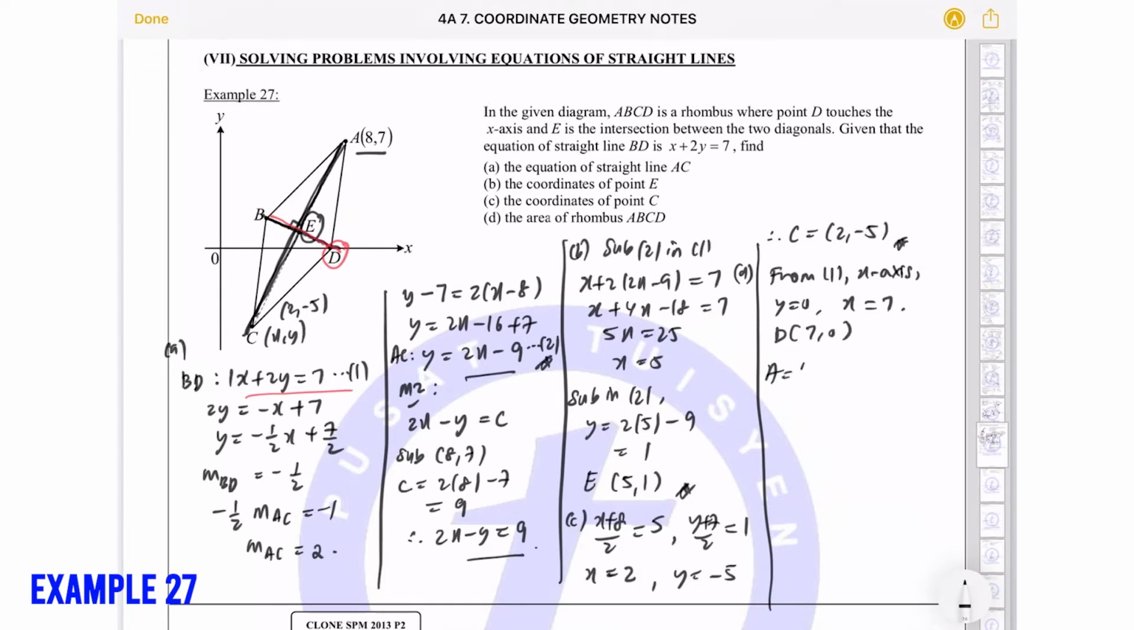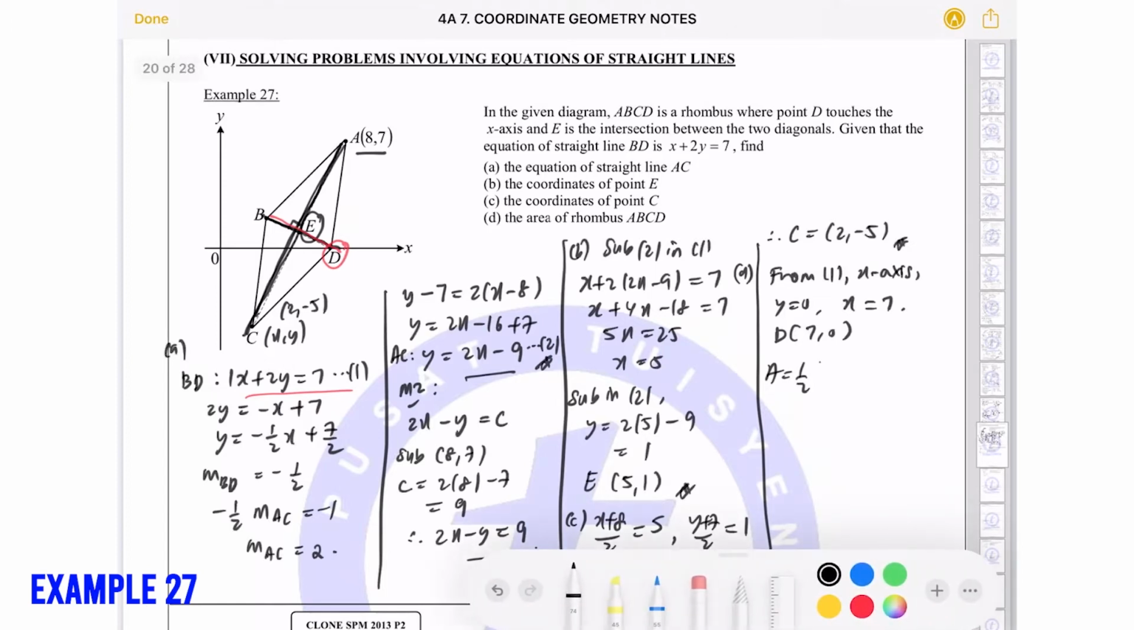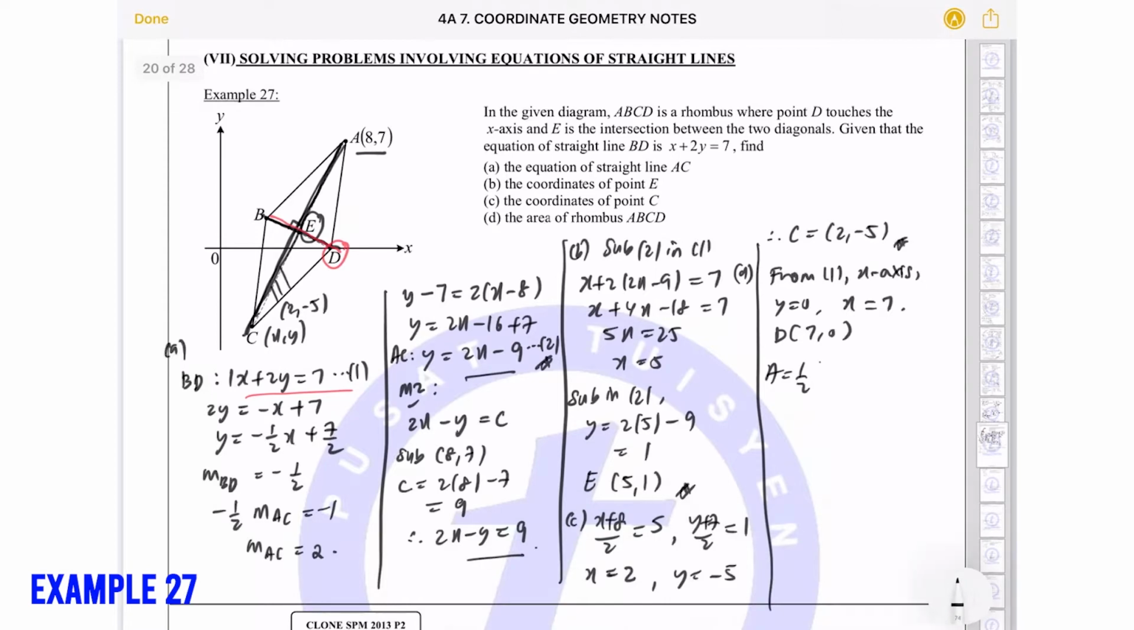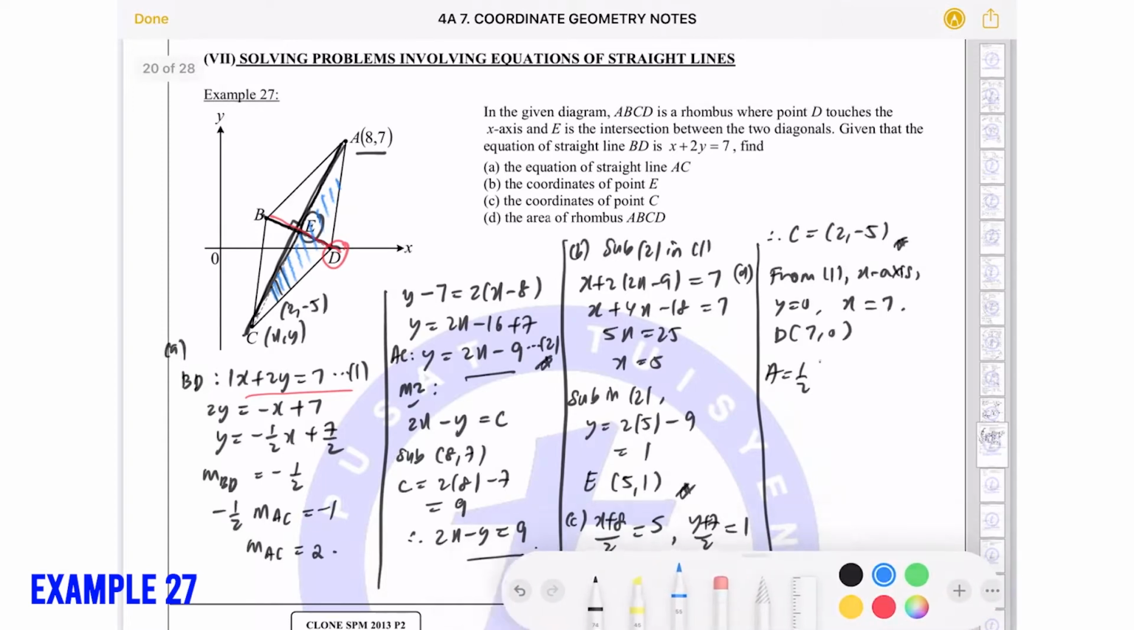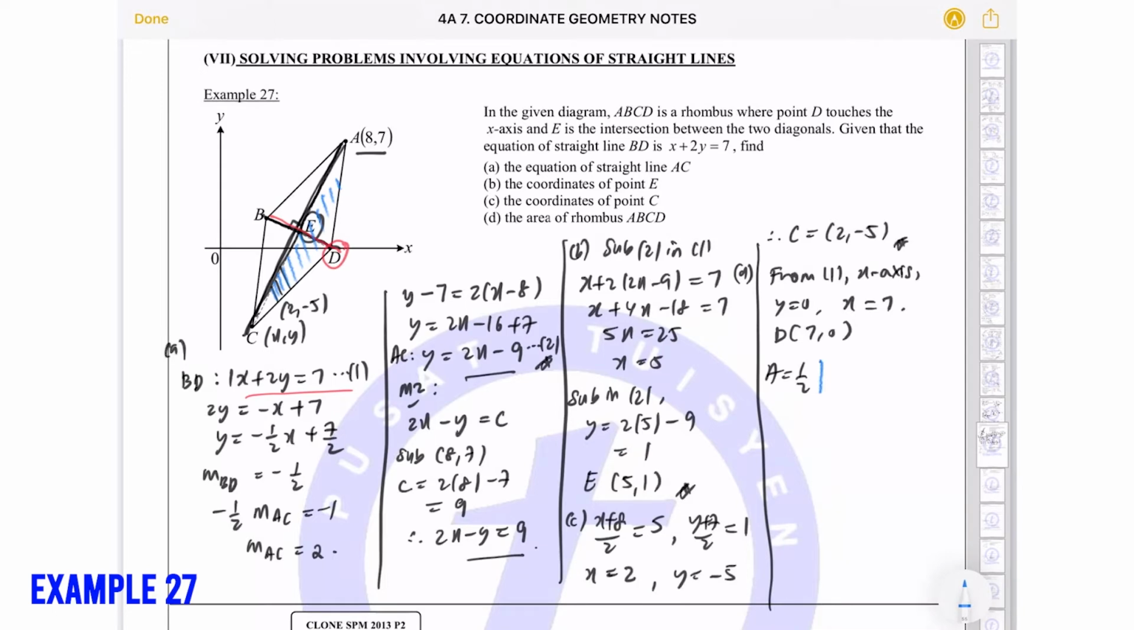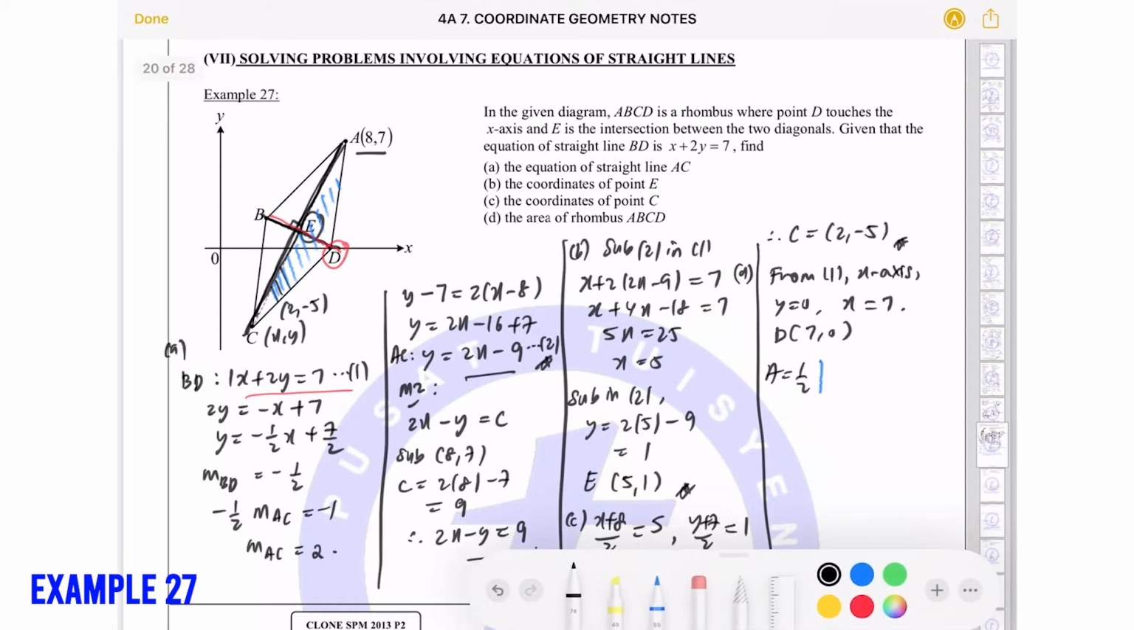And to find the area, we use what? Half times. Like I said, I don't have to use all the coordinates. I just find the area of this triangle, then I times 2. I'll get the whole rhombus, right? My triangle, I'll use half. Let's say I use points ACD. You can use any other direction. I'm going to use ACD.